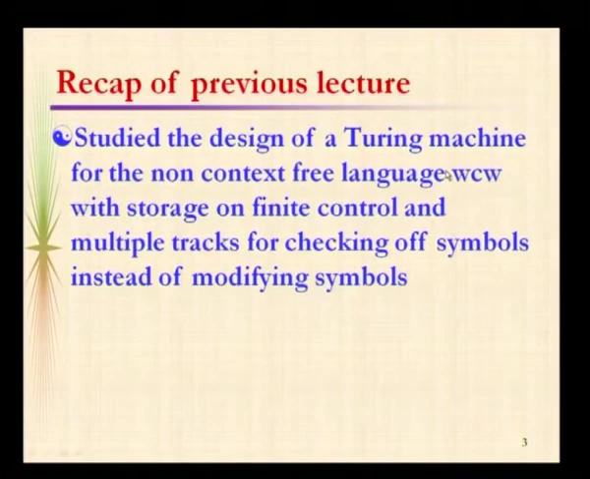Then another one we have seen is the Turing machine with one tape but multiple tracks, so that one track can be used for holding the input symbols, whereas the other tracks can be used for checking symbols, storing, or copying information. So these are the different varieties or facilities provided for the designer of a Turing machine for different problems.